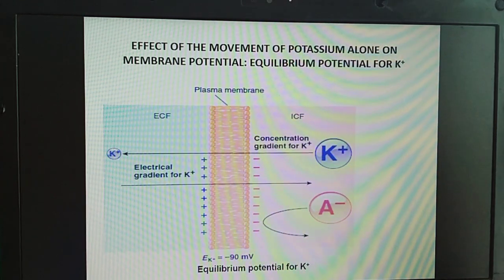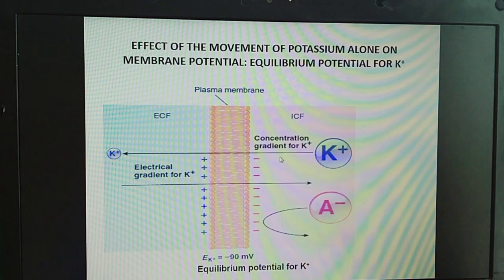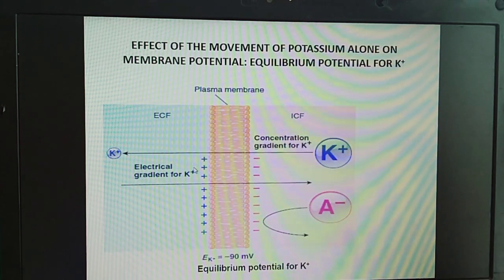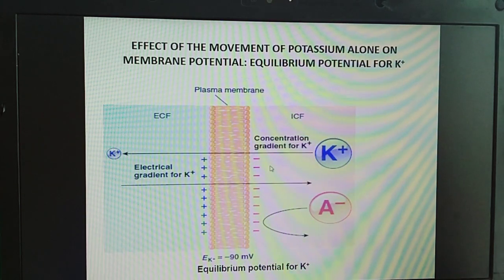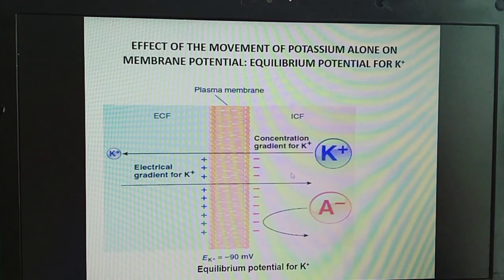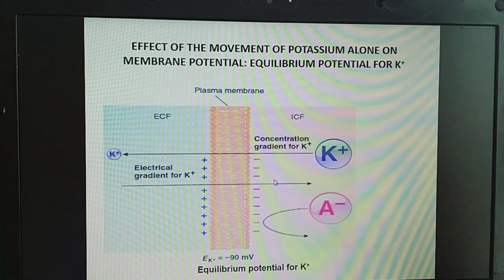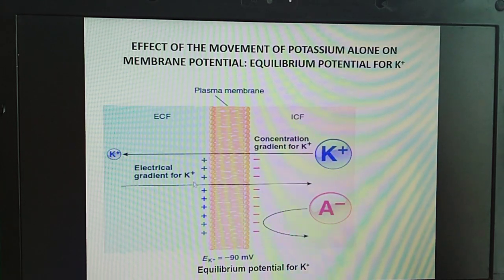For potassium, it has been calculated that it will be a minus 90 millivolt equilibrium. That is, when the potassium is allowed to move from its higher concentration to its lower concentration, it will stop abruptly, even though the concentration gradient would not have been equilibrated, but there will be a voltage equilibrated. Okay. Why is it so?